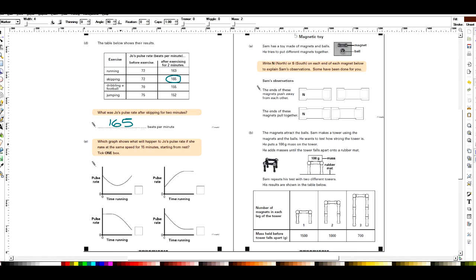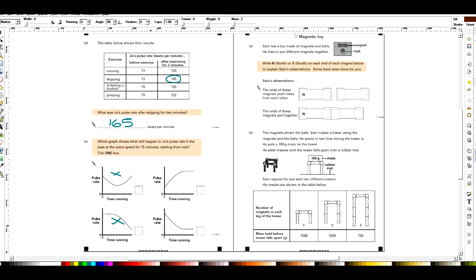Okay. Which graph shows what will happen to Joe's pulse rate if she runs at the same speed for 15 minutes starting from rest? Tick one box. We need to think carefully about this one. Now remember, her pulse rate started low and it went up to a particular value. So will it be the first one? No, because it starts high, goes low. That's opposite.